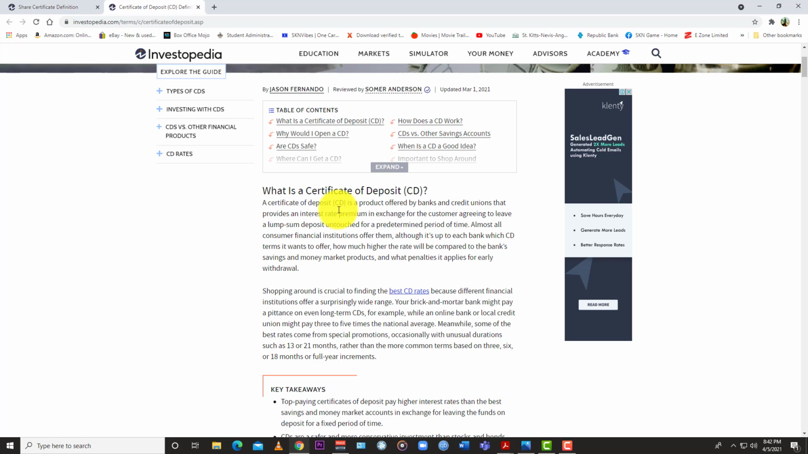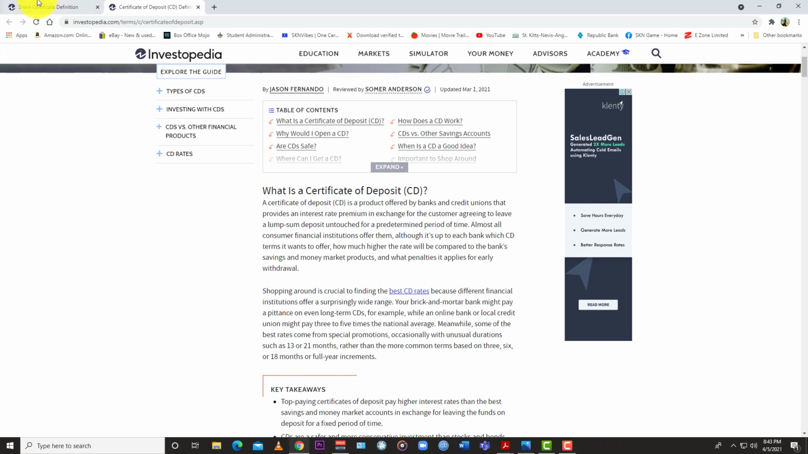So a certificate of deposit, or CD, is a product offered by banks and credit unions that provides an interest rate premium in exchange for the customer agreeing to leave a lump sum of deposit untouched for a predetermined period of time. Almost all consumer financial institutions offer them, although it's up to each bank which terms it wants to offer. So again, you go into a bank, you say, okay, I want to deposit $10,000 and I'm going to leave it there for, let's say, 5 years, 2 years, whatever. The bank is going to give you a certificate to show that this is what you have there. And they're going to give you premium interest, of course, if you follow through with what you promised and you don't touch it. So that's the certificate of deposit right there.